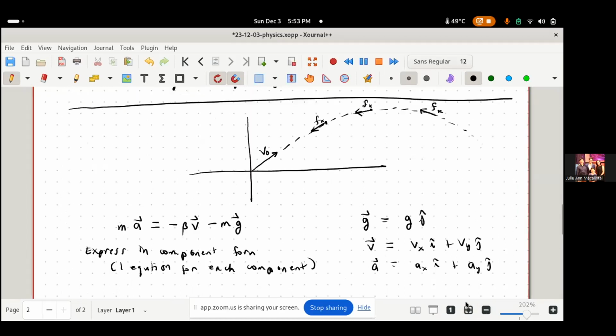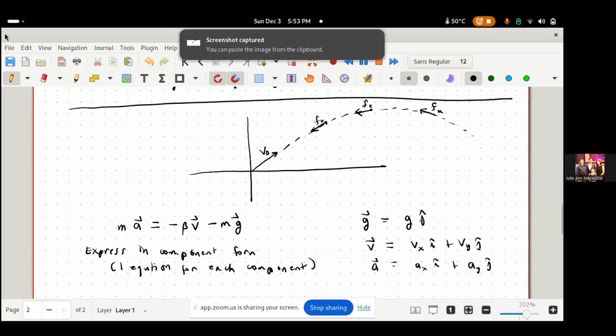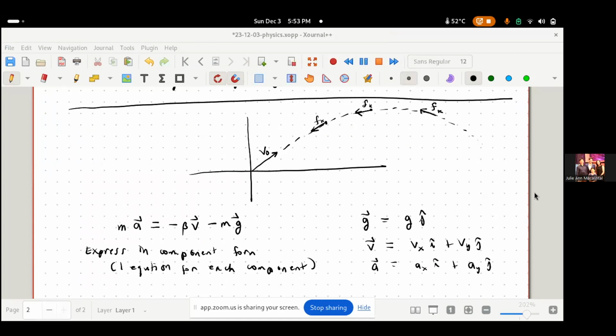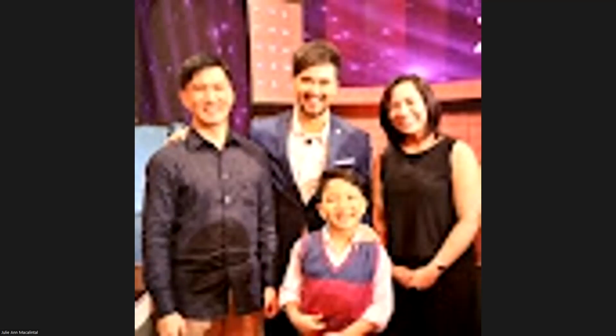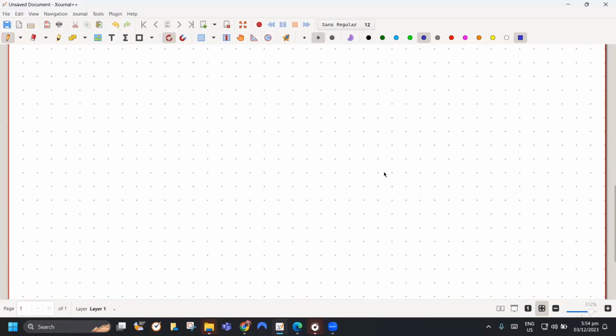Then I'll just take a screenshot so there's a backup copy in the chat. There. Okay? So, okay, I'll stop sharing now. Please share your screen again. So, in component form, what two equations will you obtain?